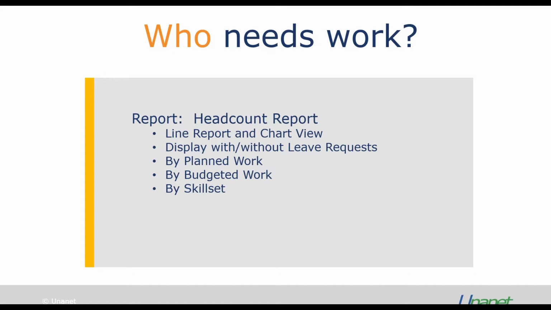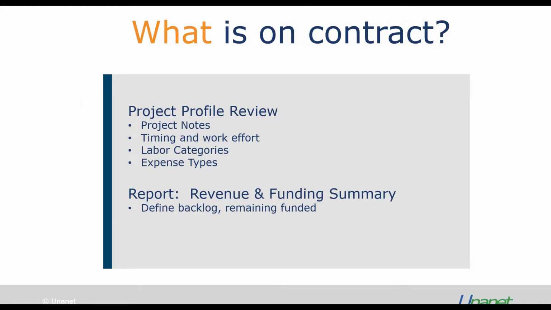So we're going to talk about who needs work. We're going to go over the headcount report. I'm going to share both a line version and a chart version. We're going to take a look at it by plans and by budgets. We're also going to look at skill sets and see what we need on a project and how we can maybe find who's available for that. We're going to take a look at the contract. We're going to look at the project profile. We're going to look to see what labor categories we are supposed to be supporting. We're going to take a look at how long our project is, maybe look at some of the notes in there.